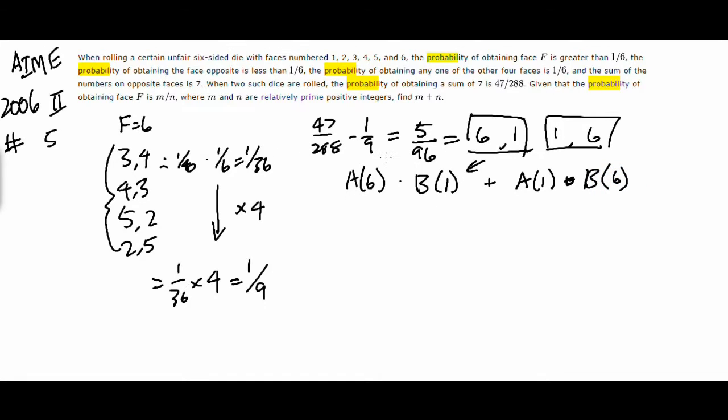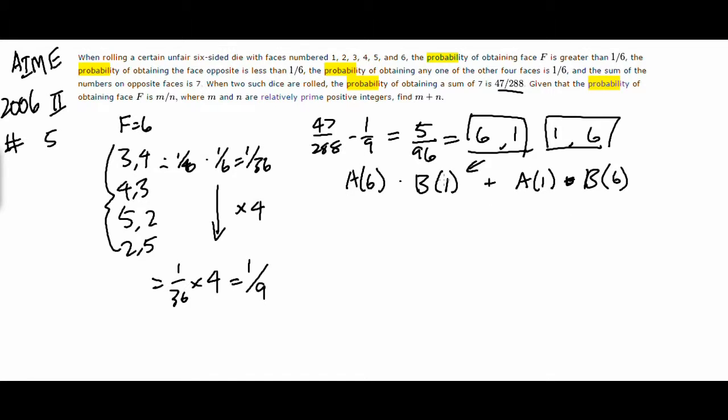Okay, so let's review what we did, because I don't want you guys to get confused. Obtaining a sum of 7 is 47/288. We don't want this excess probability of getting a sum of 7 from 3, 4, 4, 3, 5, 2, or 2, 5. So we add all these probabilities of getting these pairs together to get 1/9, and we subtract it from this probability to only leave us with a probability of getting 6, 1, or 1, 6 on the two dice. A6 is the probability of getting 6 on the first die, while B1 is the probability of getting 1 on the second die, and vice versa. And this is the addition of these two probabilities, because that's what we're left with.